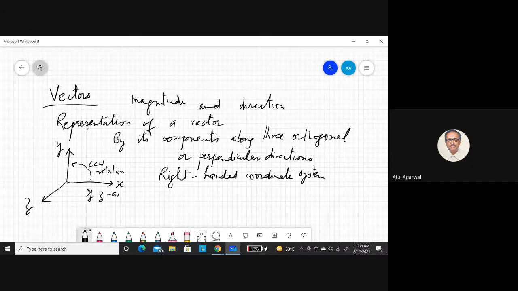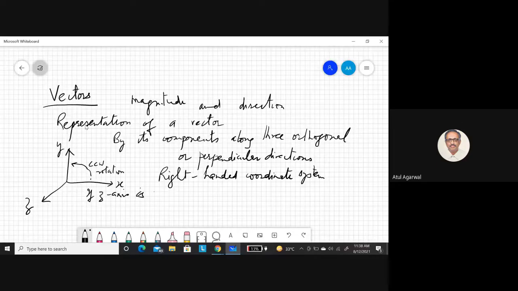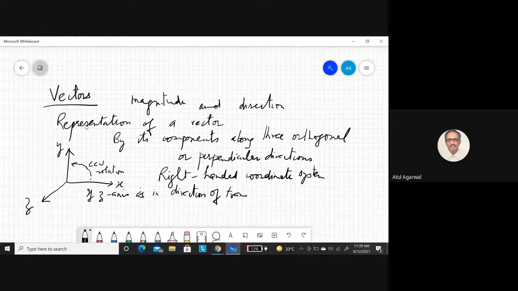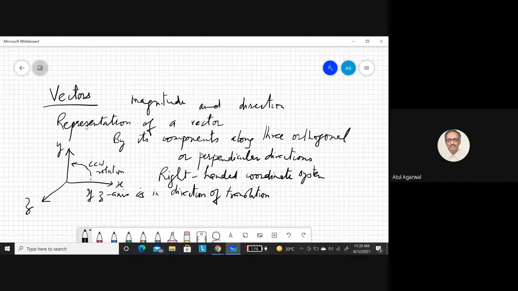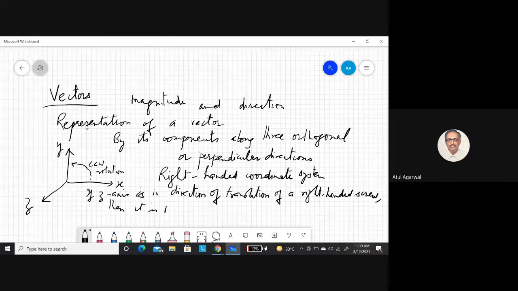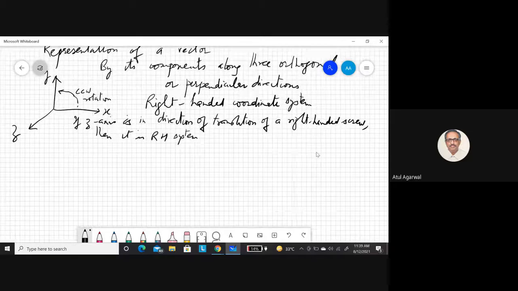If z-axis is in the direction of translation or movement of a right-handed screw, then it is a right-handed system. Now, in a right-handed system, i cross j is equal to k.